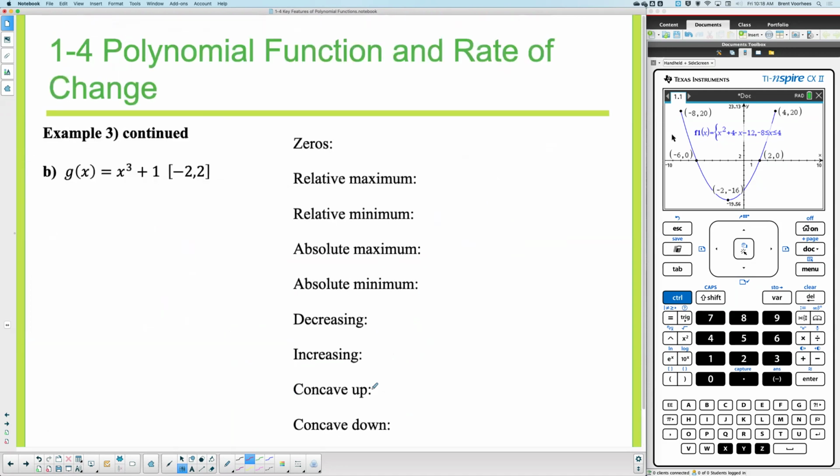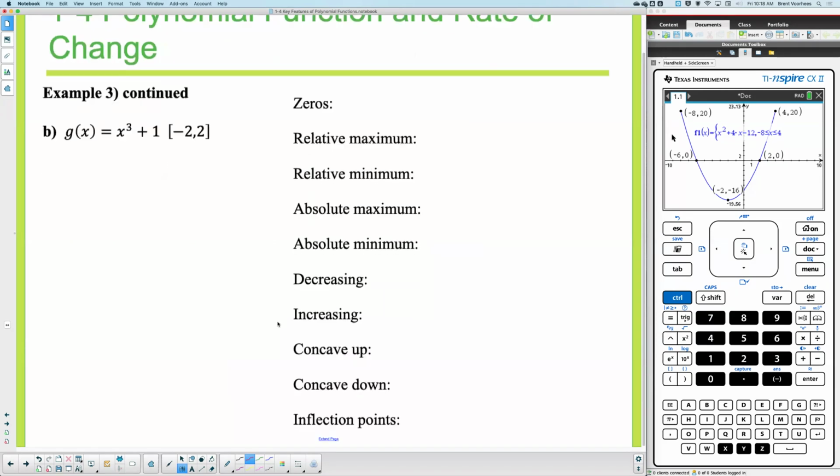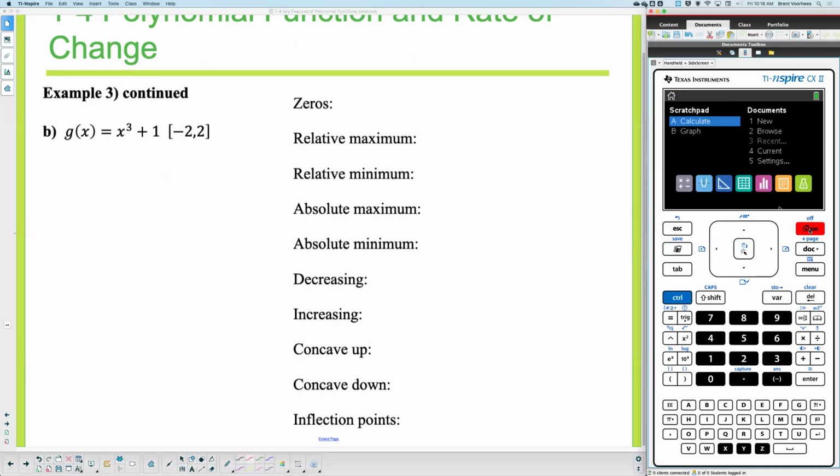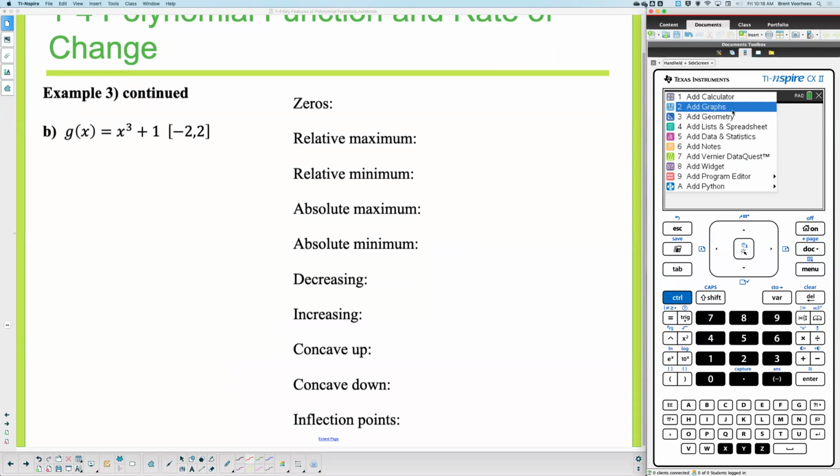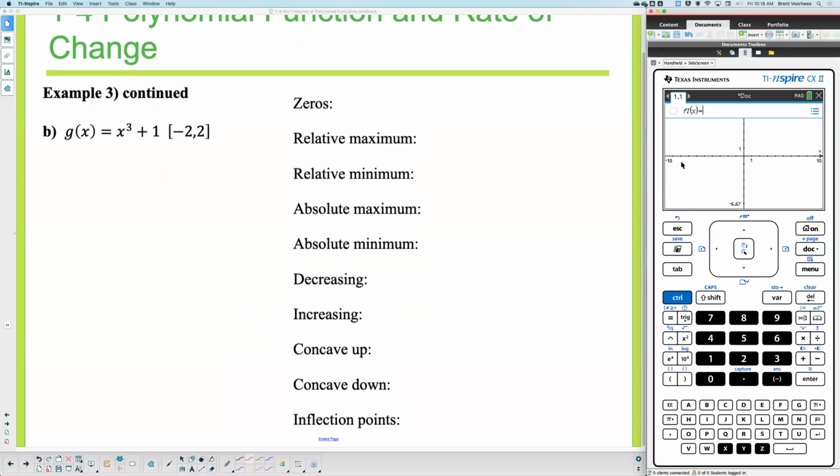Let's go to part B now. So I'm going to start all the way over. I'm going to hit home screen, new document. The reason I'm doing this is it'll reset the window. Remember how we did Windows Zoom last time and it changed it? This will reset it. If you go home screen, new document, it'll reset and it'll take off all those other points that we already found.